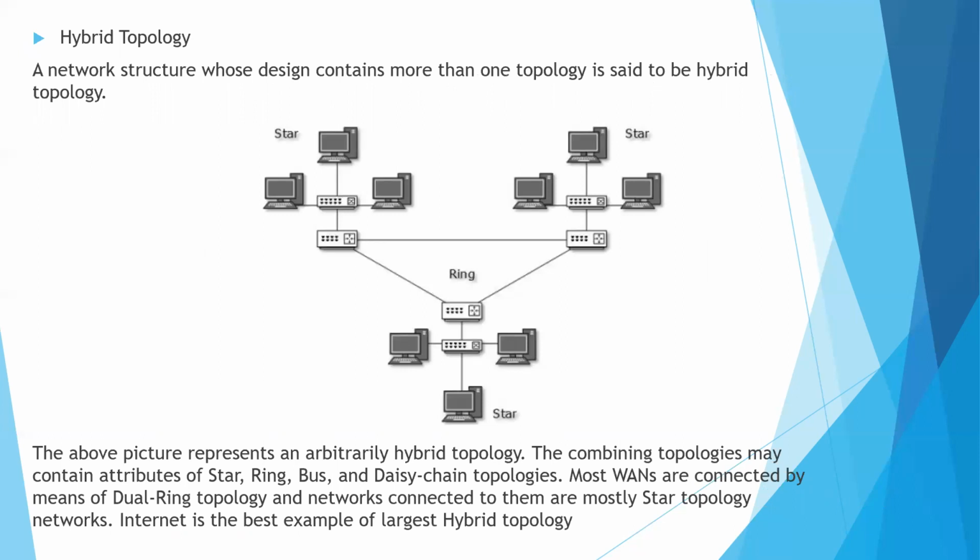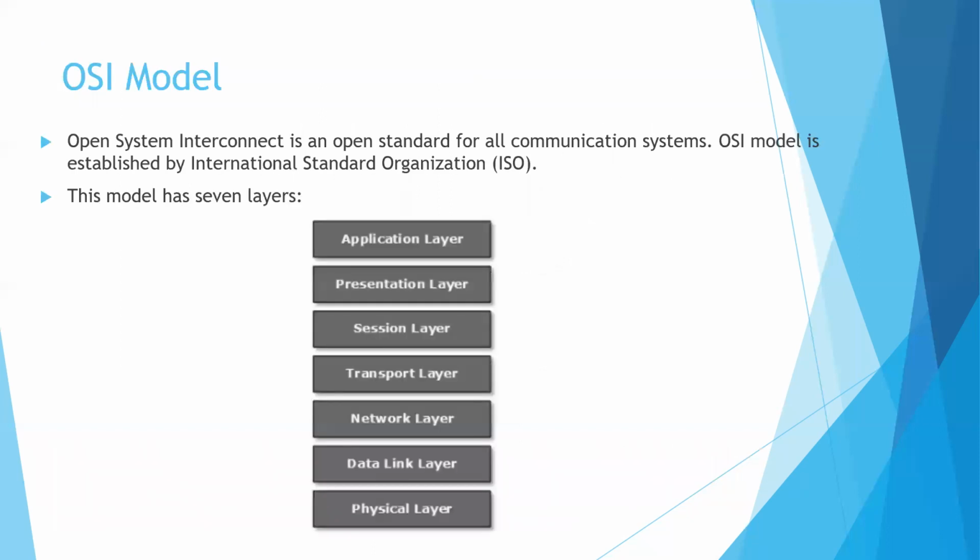Hybrid topology. A network structure whose design contains more than one topology is said to be a hybrid. The illustration represents an arbitrary hybrid topology. The combining topologies may contain attributes of star, ring, bus, and daisy chain topologies. Most WANs are connected by means of dual ring topology, and networks connected to them are mostly star topology networks. The Internet is the best example of the latest hybrid topology.